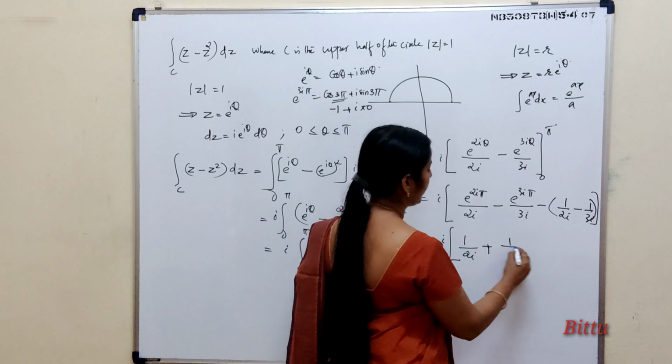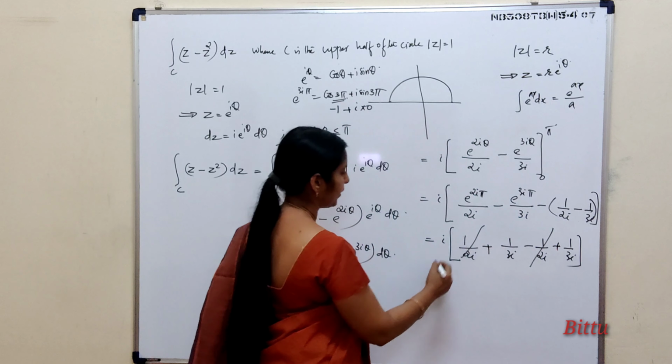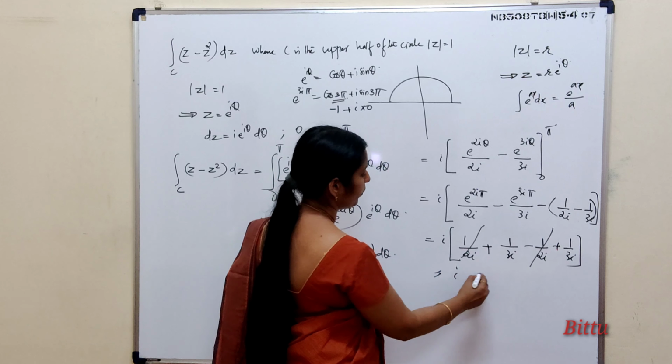Next, minus 1 by 2i plus 1 by 3i. You can see this will cancel each other. That is i into 2 by 3i. So the answer is 2 by 3.